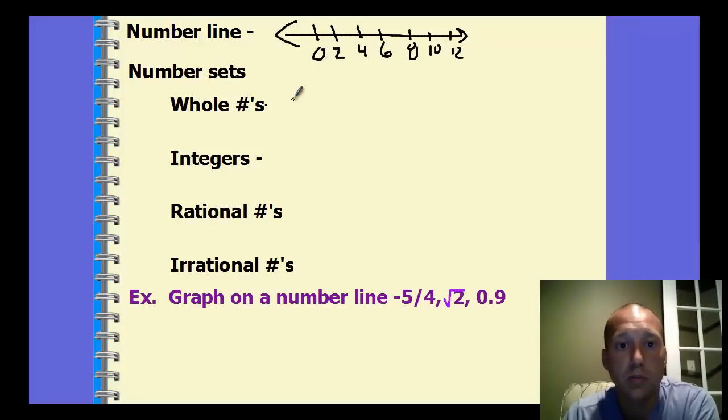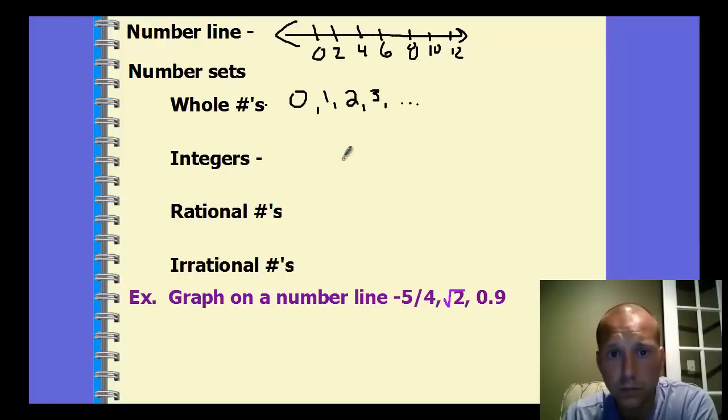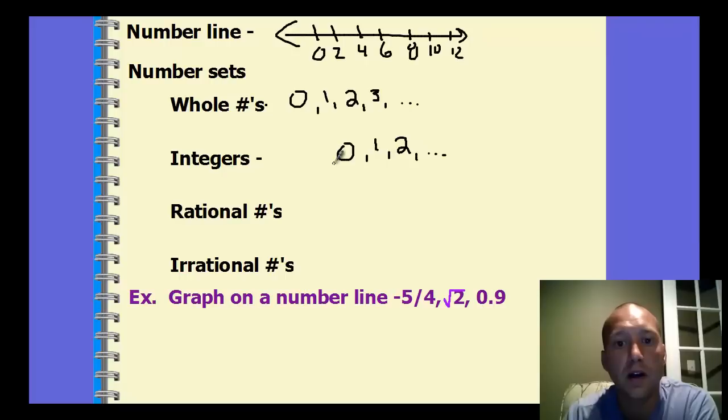Number sets. Whole numbers, a lot of you know these: 0, 1, 2. These do not have decimals. They are also not negative. Integers are similar to whole numbers. They actually include the whole numbers, but they also include negatives. Those are integers. You should know these by name.